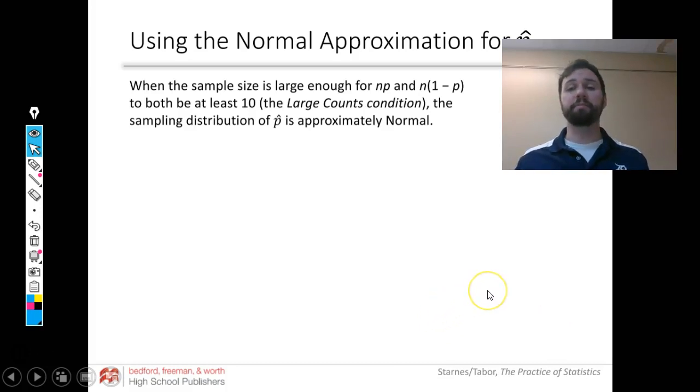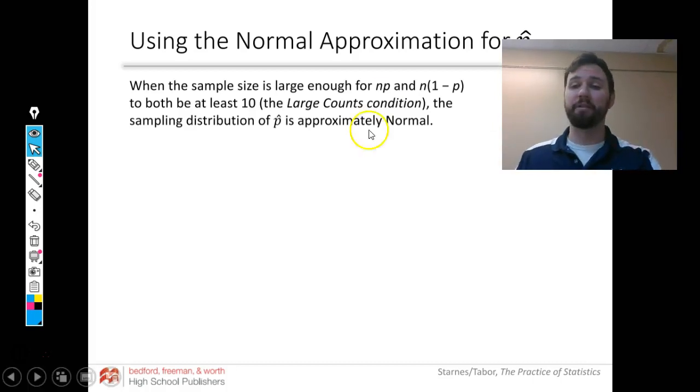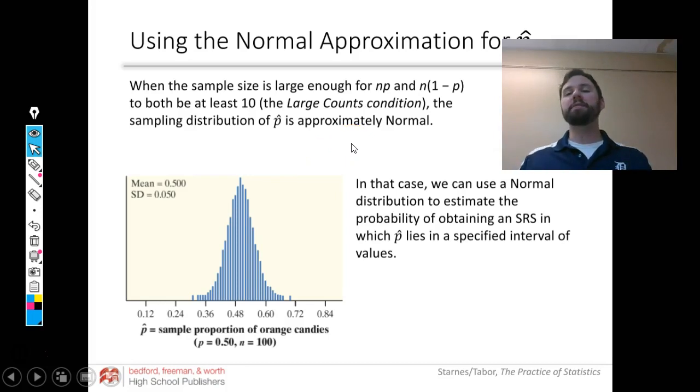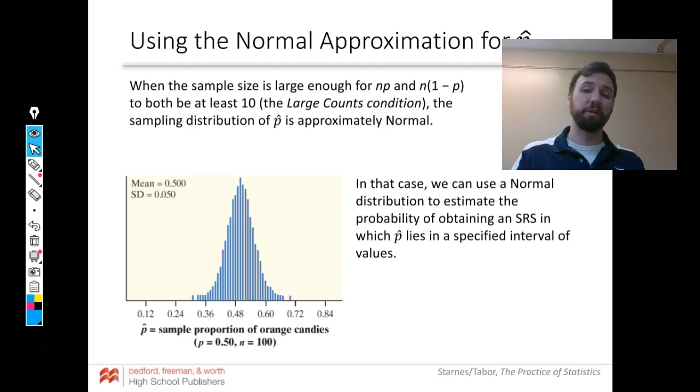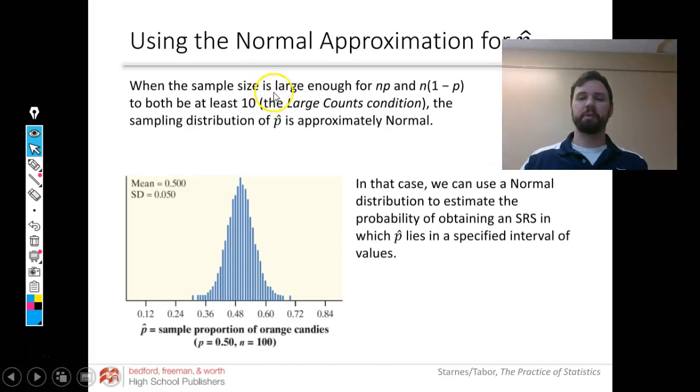Now, what's neat is if the large counts rule holds, then we can use our calculators in normal CDF to find these proportions as well. Or we can make inferences based on it. So, if it's normal, they can ask us questions like, what's the probability that the proportions will be between 0.2 and 0.8? Then we can use normal CDF to find the proportion of ranges.